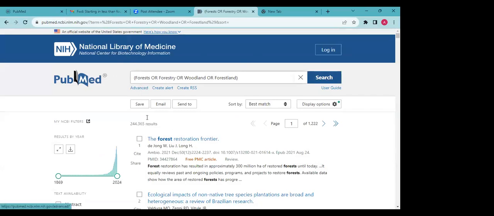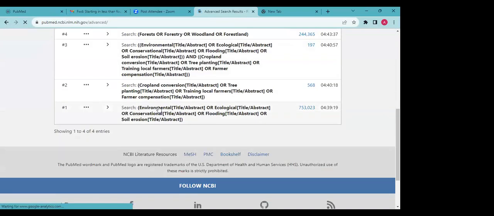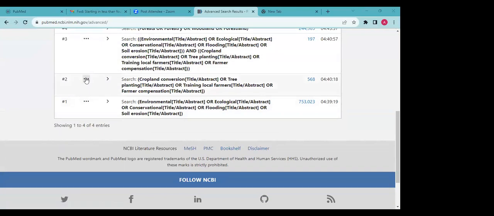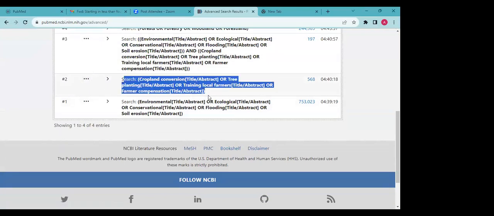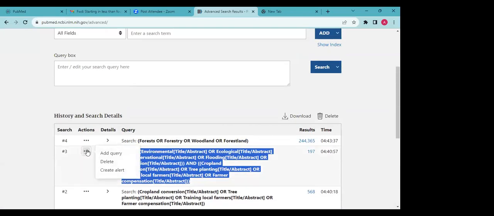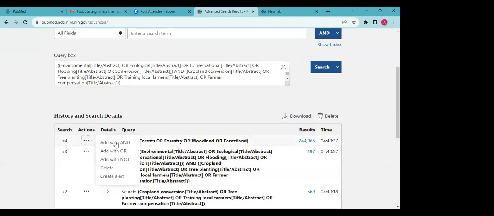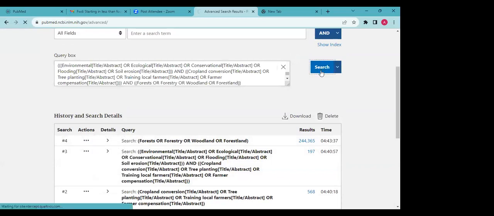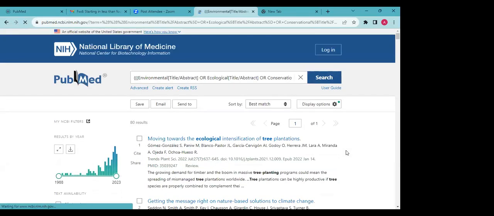And then now I go back and add the concept for forestry. I add it to the first 2 concepts. So go back to advanced, get the 568. This is a combination of the first and second concepts. No, sorry, number 3. Number 3 is a combination of 1 and 2. So I'm going to get 1, I'm going to get 3, add it to the query, and add the other concept, and I run the search. It has given me 80. Okay, so as you keep adding concepts, the results keep reducing, isn't it?